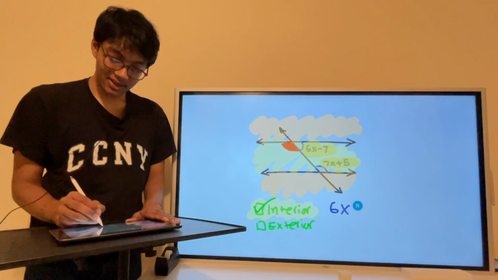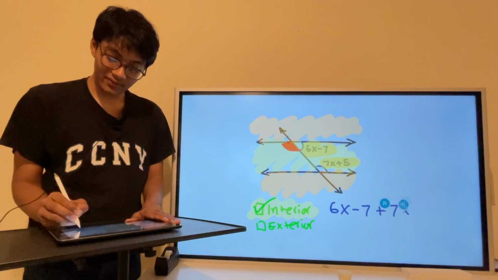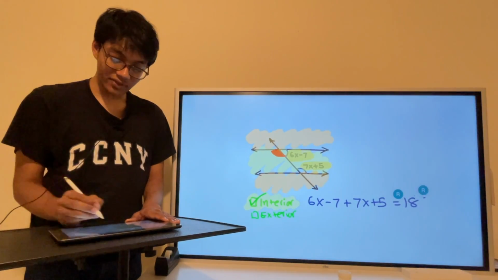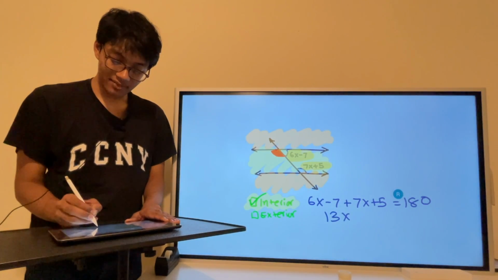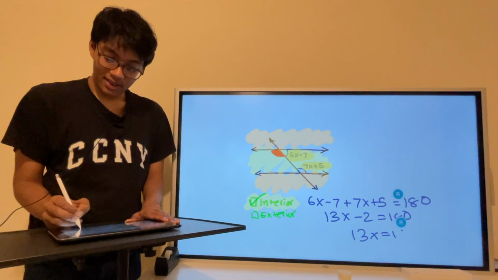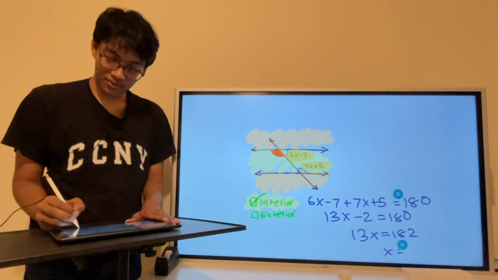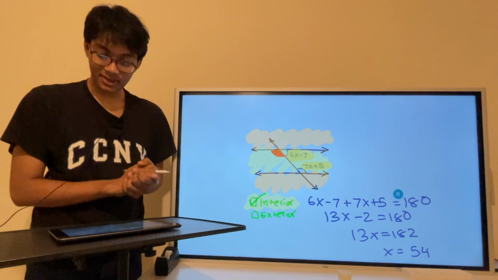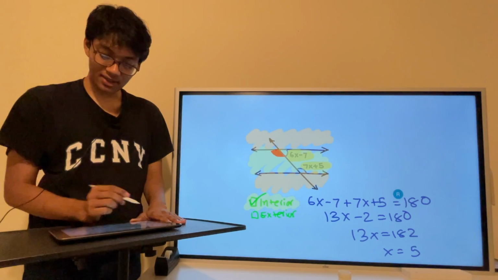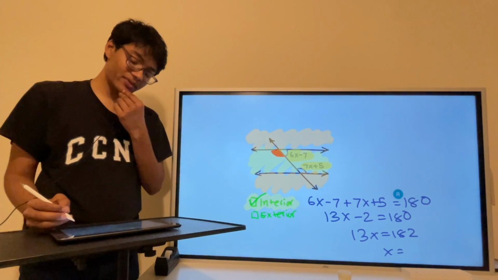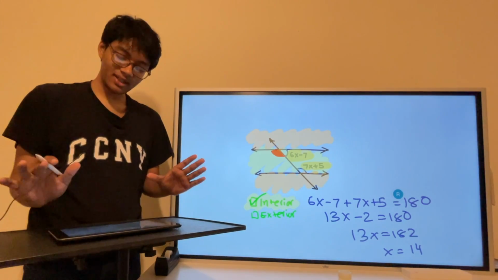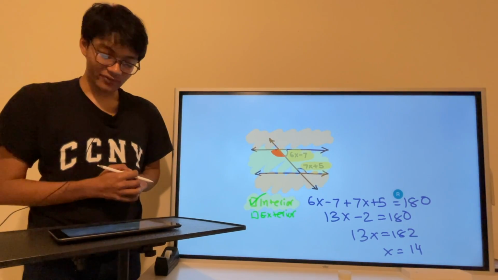So 6x minus 7 plus 7x minus 5 plus 5, and we're going to set that to 180. Just solve for x. So 13x minus 2 is 180. 13x is equal to 182. X is equal to 54 perhaps. Let's see if I can get my math right. And of course I got that wrong. So let's try that again. So 182 divided by 13. What's that going to be? Looks like 14. Alright, good. So x is 14.